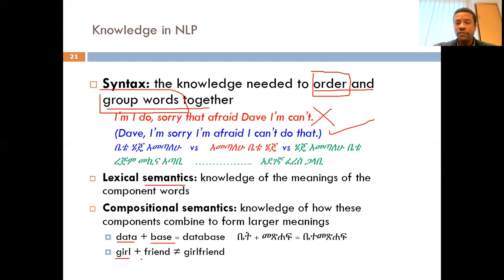If you have the word girl and friend, if you put them together, it doesn't mean a friend who is a girl. It is more intimate than that. So that's what we call compositional semantics. When two or more words come together, they might create another meaning, which is different from the sum of the two meanings, okay? So these are what we call compositional semantics.